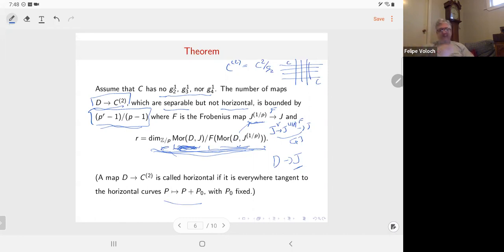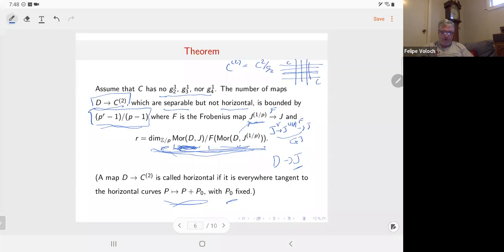So horizontal maps are also vertical maps, and I want to exclude those maps. There are infinitely many maps from C to C2, like these things at the bottom. If you fix a point P0, you can take any point P0, and this will give you all the horizontal maps. Actually, strictly horizontal, maybe I should call them. These are maps that come from the Cartesian square and are strictly horizontal like this.